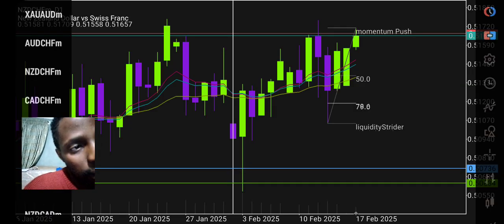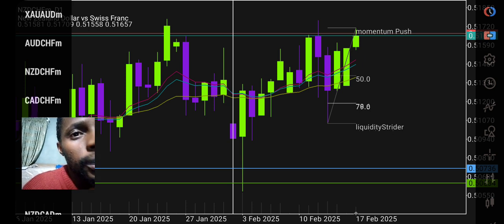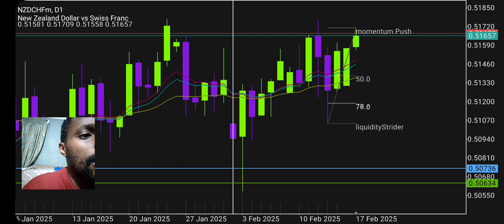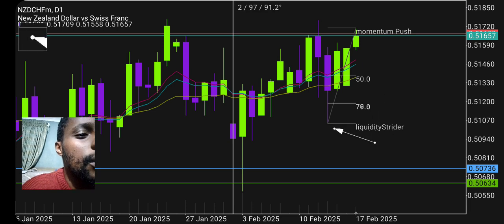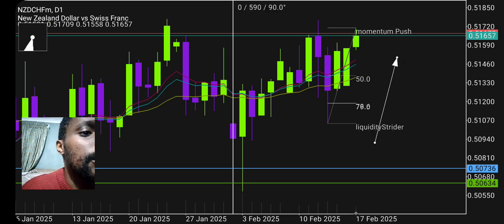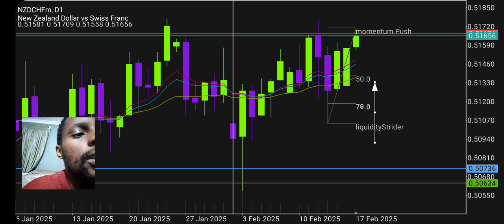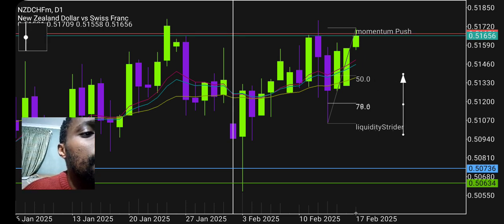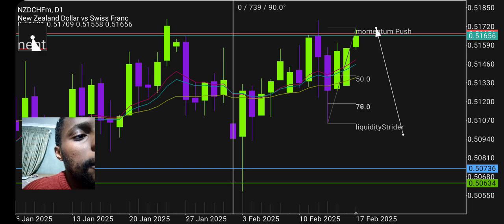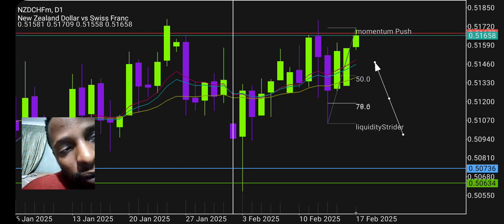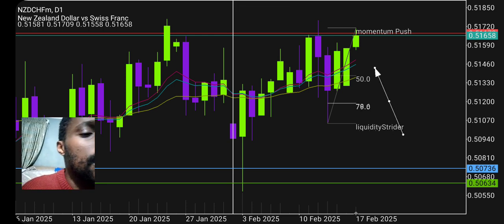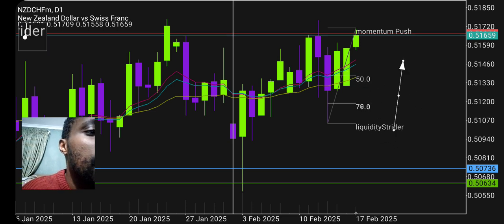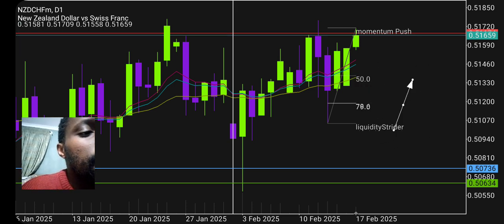So yeah, continuing. Now we're on Kiwi versus Franc. Same setup as Aussie versus Franc. We have a momentum push, a bullish upward momentum push. So I'll be looking for the moment Tuesday's candle becomes bearish or shows weakness in this market, or the Swiss gaining some strength. That's where I'll set my price alert on this market level.